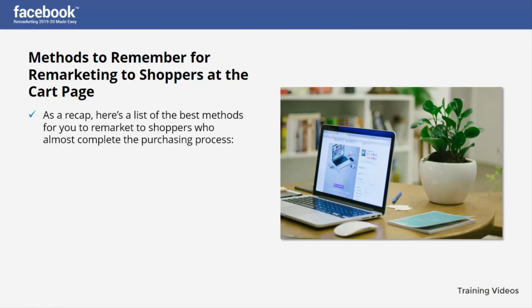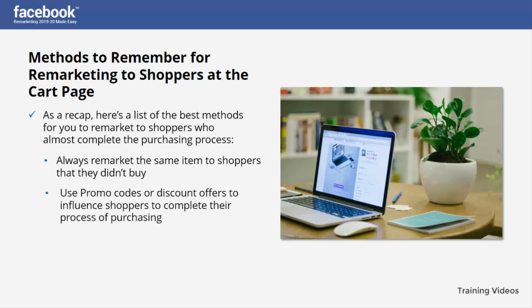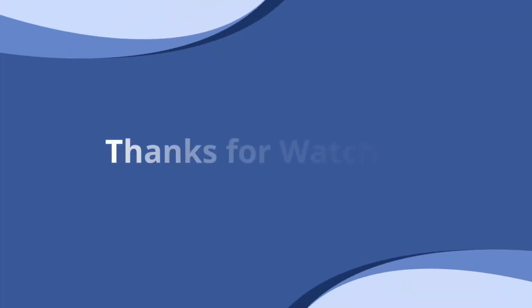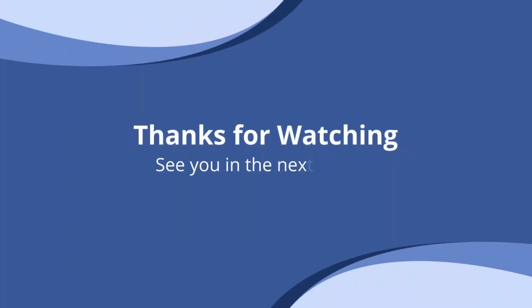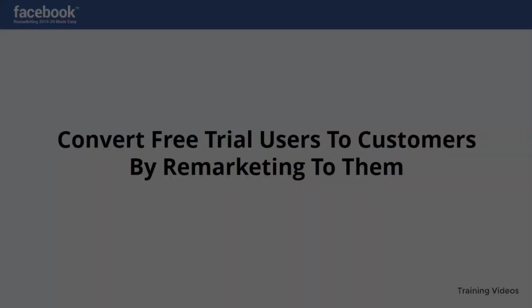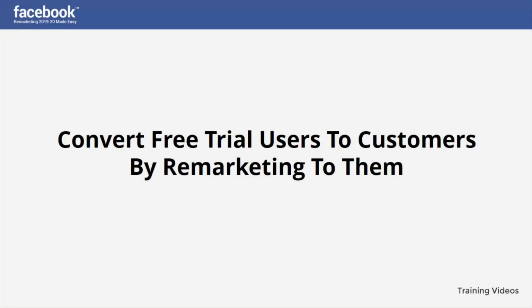As a recap, here's a list of the best methods for you to remarket to shoppers who almost complete the purchasing process. Always remarket the same item to shoppers that they didn't buy. Use promo codes or discount offers to influence shoppers to complete their process of purchasing. Present exit offers to shoppers at the very last moment. Convince shoppers with limited time offers. Convert free trial users to customers by remarketing to them.